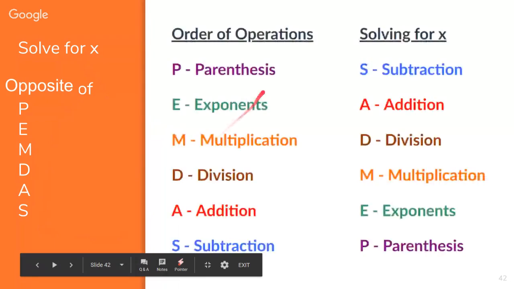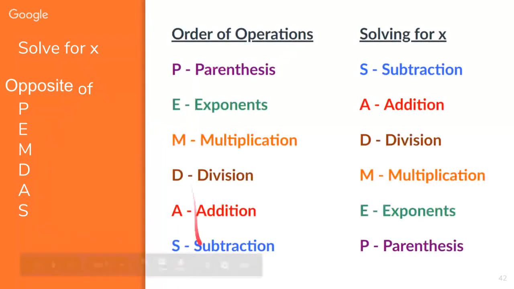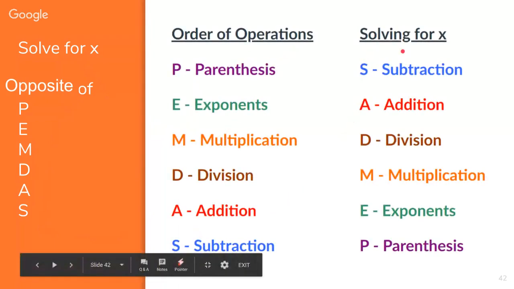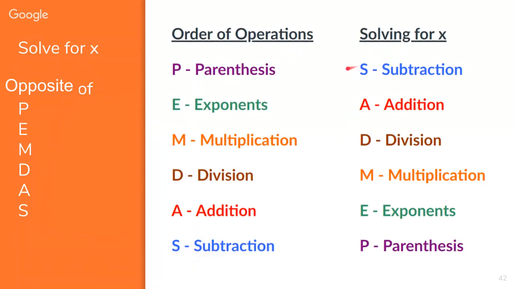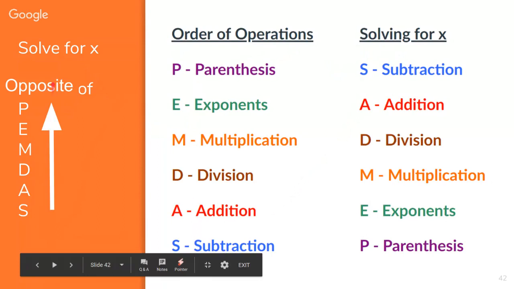So when we solve for x, we use the inverse of PEMDAS. We learned about PEMDAS in the last lesson, and inverse means the opposite. Here, we can see the order of operations, or PEMDAS, and solving for x. We do the opposite or the inverse of everything. But take a look, it's just going backwards.